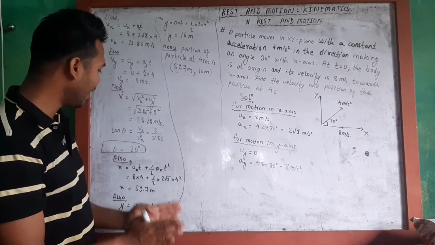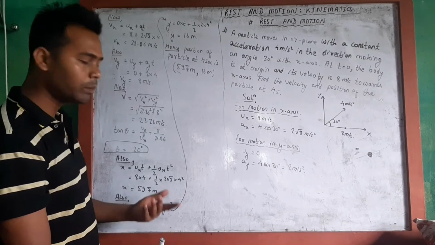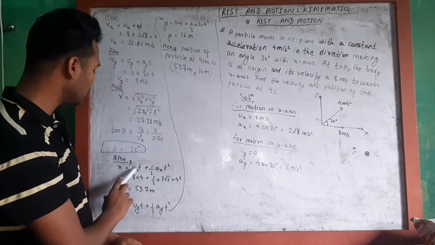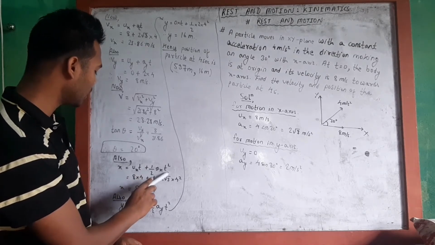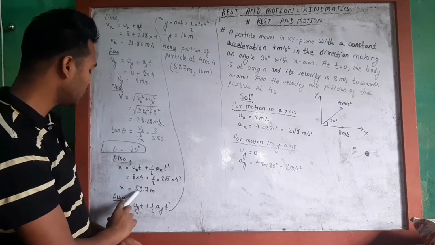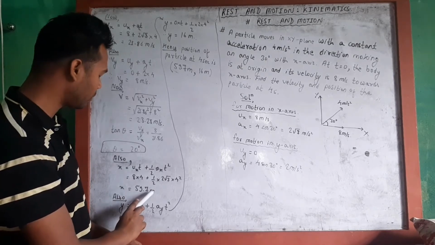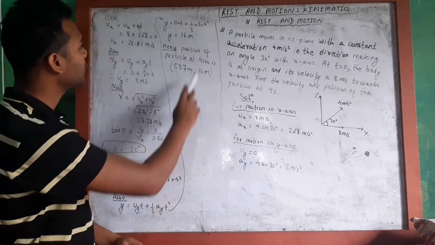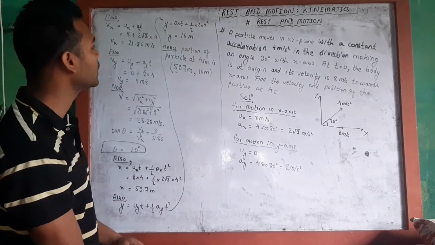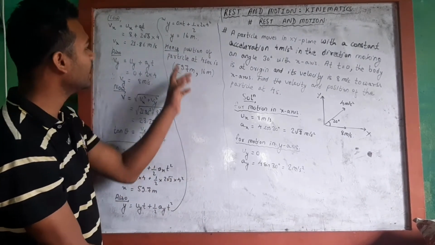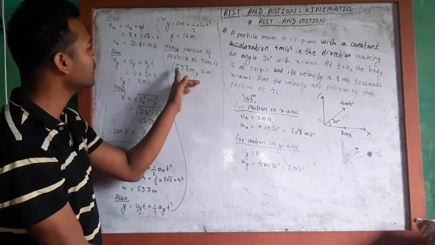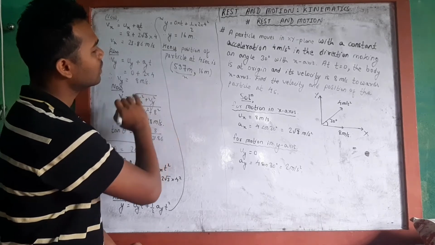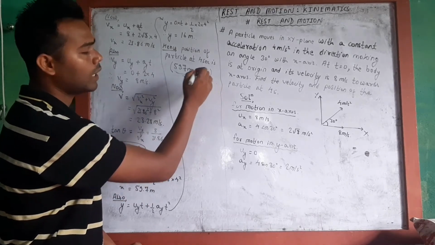We can find x coordinate and y coordinate separately, and that's why here for x coordinate, x is equals to uxt plus half axt square. In this way we get x coordinate to be 59.7 meter after 4 seconds. Also for y coordinate we can use this formula, and finally we will get y coordinate to be 16 meter after 4 seconds. Hence the position of the particle at 4 seconds is 59.7 meter, this is the x coordinate, and 16 meter, this is the y coordinate.